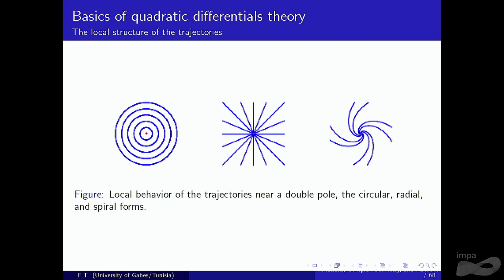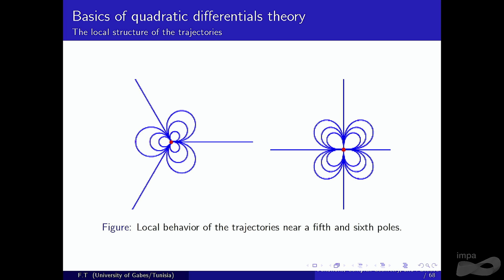And here we have the local behavior of trajectories near a double pole. On the left, we have the circular form. It's when the residue is negative. Then the radial form when the residue is positive, and then the spiral form when the residue is not real. And here on the left, we have the behavior of trajectories near a pole of order 5. Then we have 3 critical directions, and any trajectory entering some neighborhood of this point should diverge following one of these 3 directions. And there we have a pole of order 6.